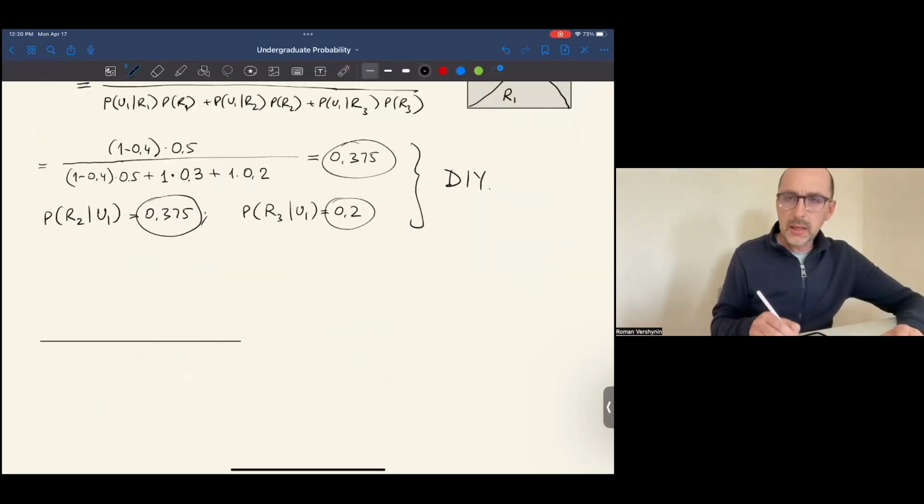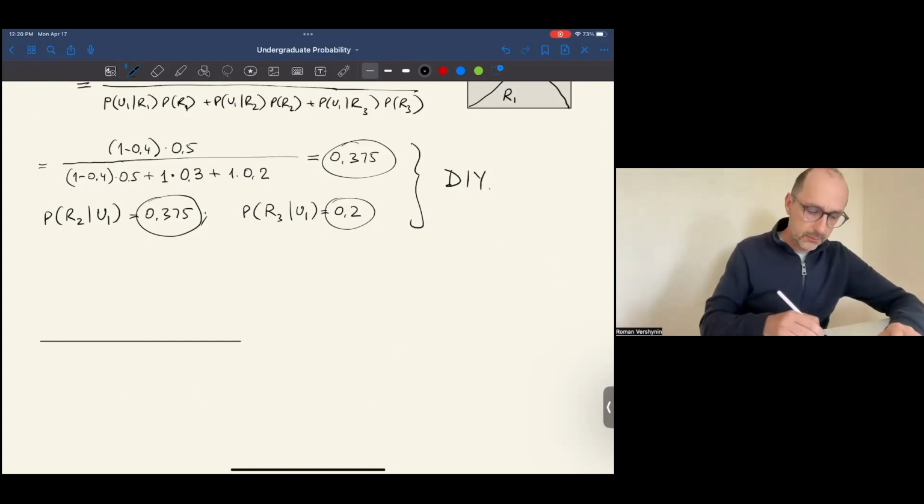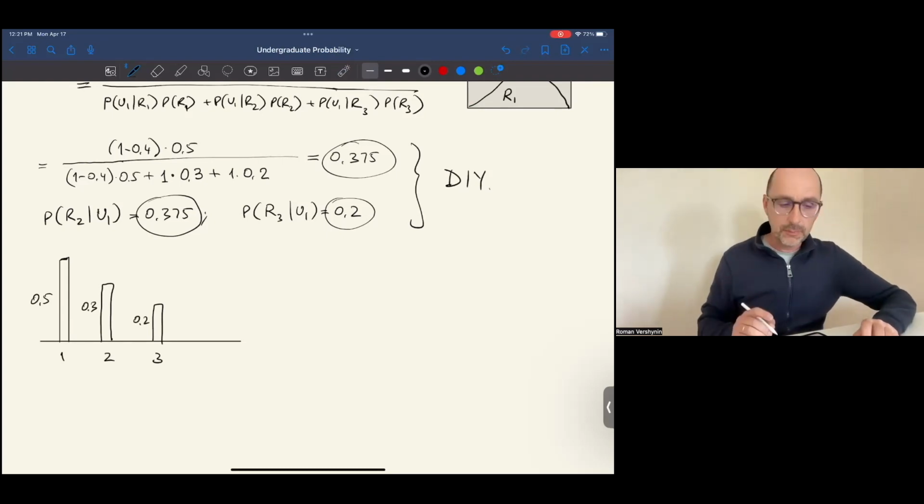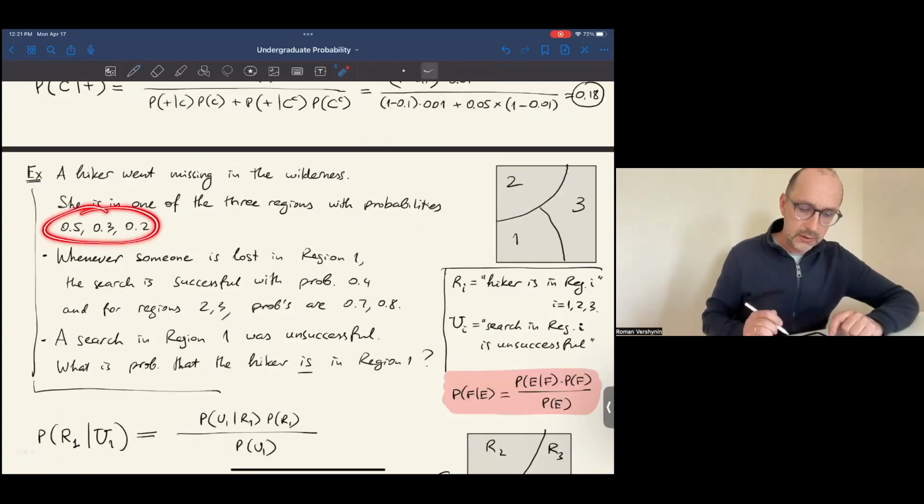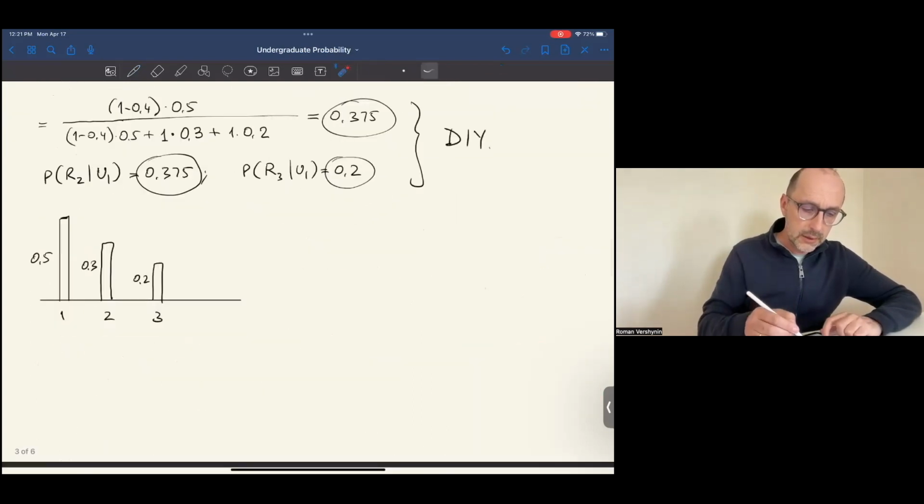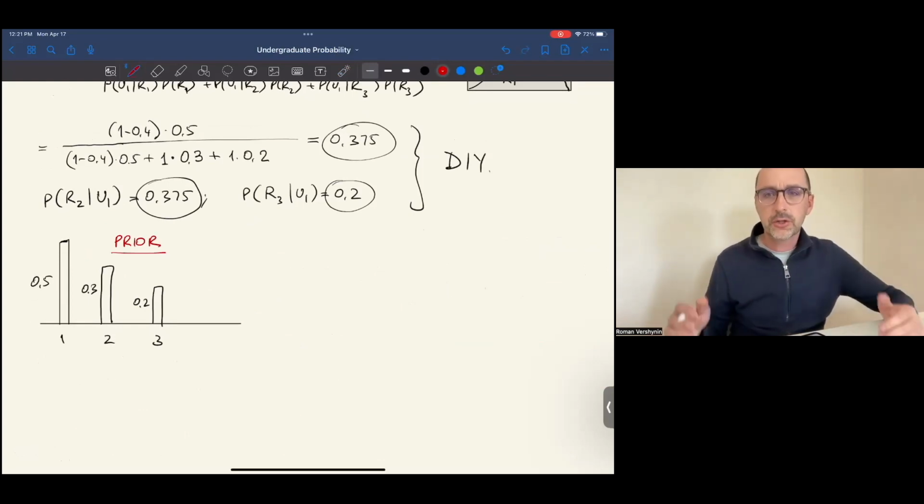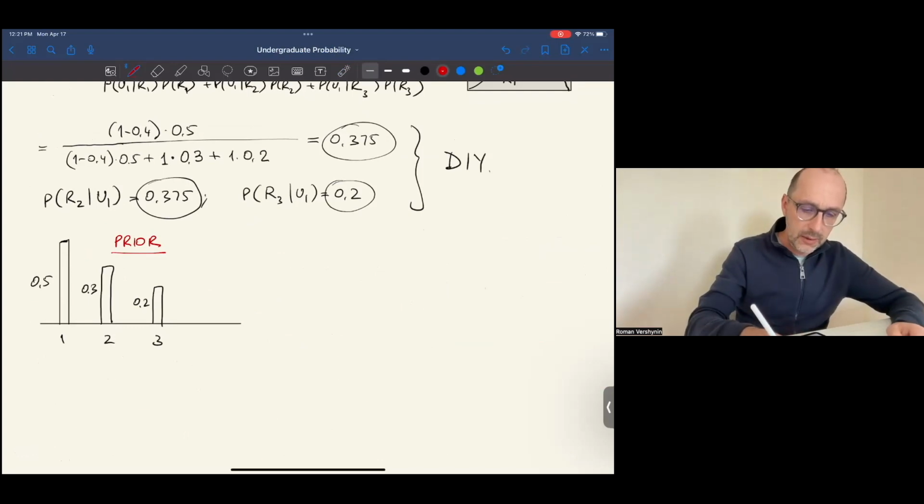Before we did any search in any region, just from the general principles, we believed that the probabilities that the hiker is in region 1, 2, and 3 are these: 0.5, 0.3, and 0.2. These are the probabilities given to us here. These are called prior probabilities. Prior to any search, prior to any experience or evidence.